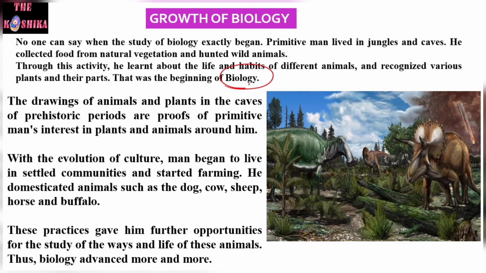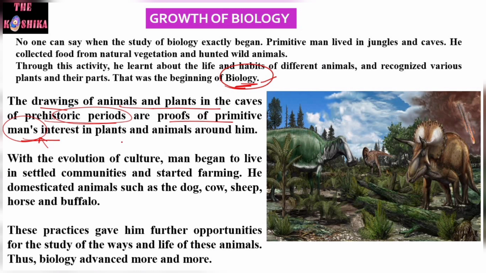And so later on, the term bio plus logy, bios plus logos, became biology. The drawings of animals and plants in the caves of prehistoric periods are the proof of primitive man, the ancestors of modern human beings, that is, Homo neanderthalensis. Our ancestors are Homo neanderthalensis, and who are we? We are Homo sapiens. So our ancestors are Homo neanderthalensis, Homo habilis, Homo erectus, etc.